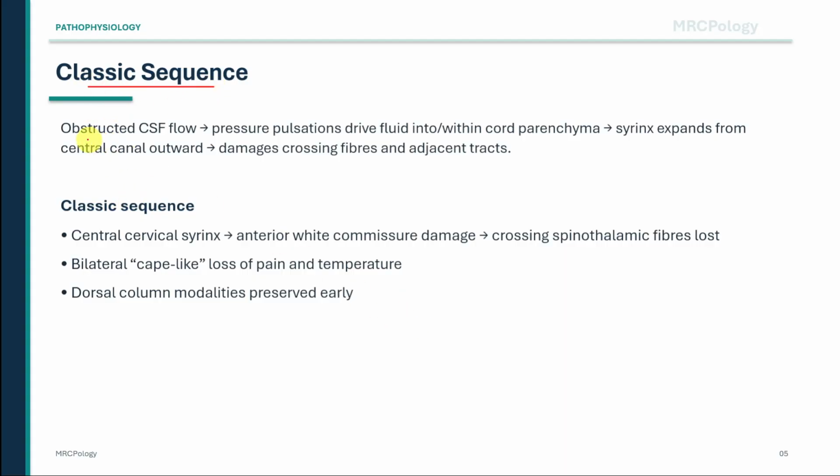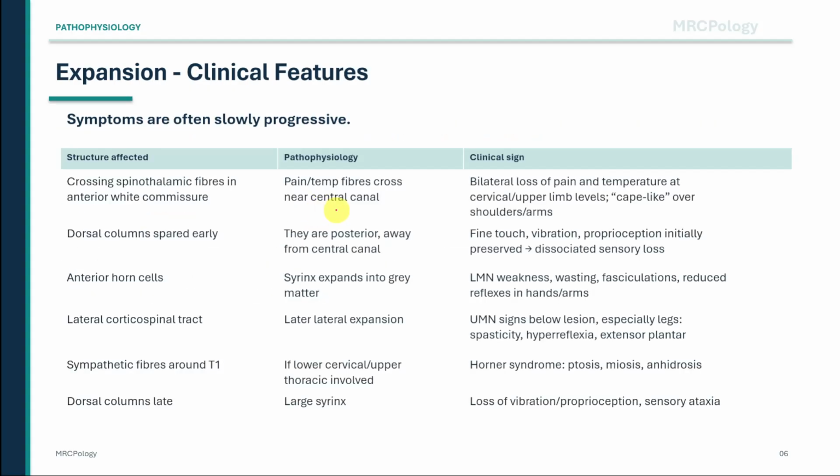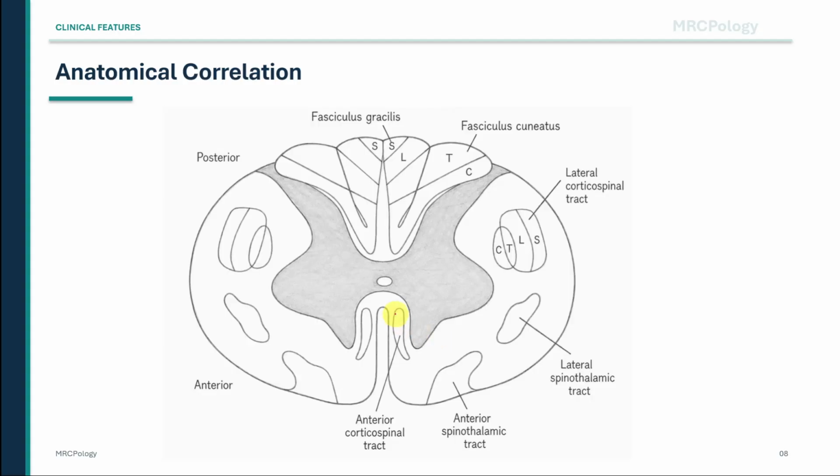The classic early lesion is in the central cervical cord. The first important structure affected is the anterior white commissure. This is where pain and temperature fibers cross from one side to the other before ascending in the spinothalamic tract. So when a central syrinx damages the anterior white commissure, it interrupts crossing spinothalamic fibers bilaterally. The result is bilateral loss of pain and temperature at the affected dermatomal levels. Because the common location is cervical, this produces the famous cape-like distribution over the shoulders, upper limbs, and upper trunk.